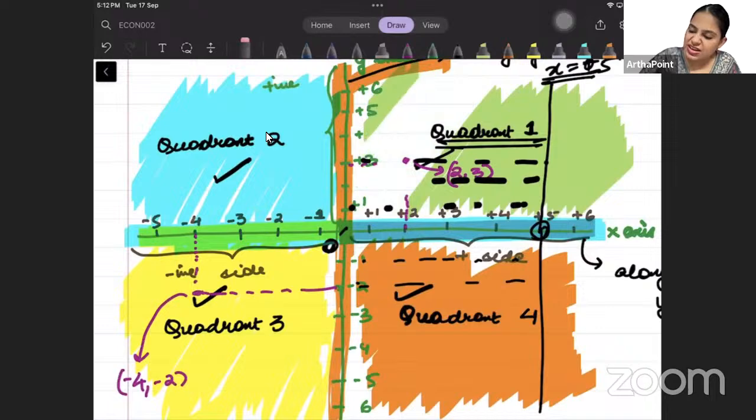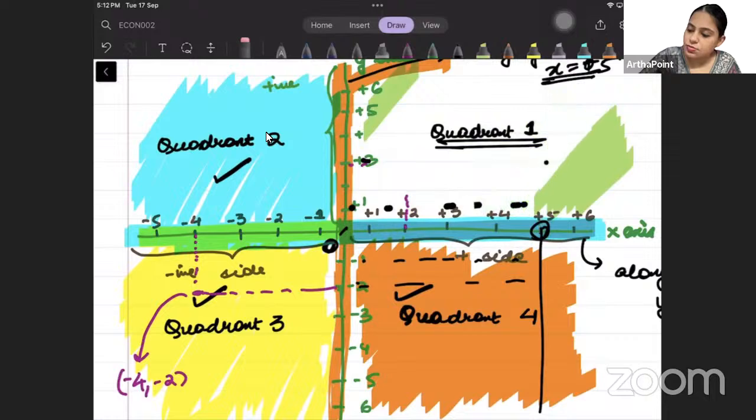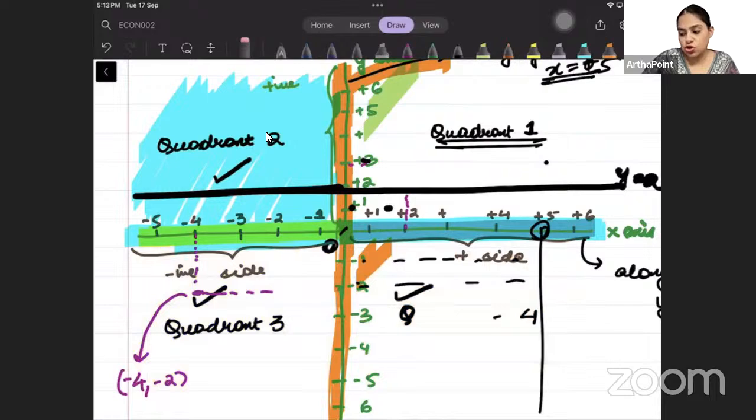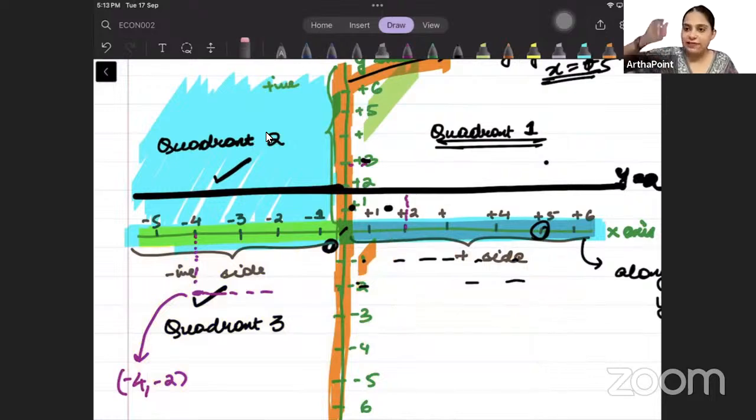Let me just make it a little neat now. तो यहाँ पे y का वैल्यू 2 है. So I will just pass a line through y is equal to 2. ये हो जाएगा y equal to 2. So for plotting y is equal to 2, I will have a horizontal line. For plotting x is equal to 5, I will have a vertical line.